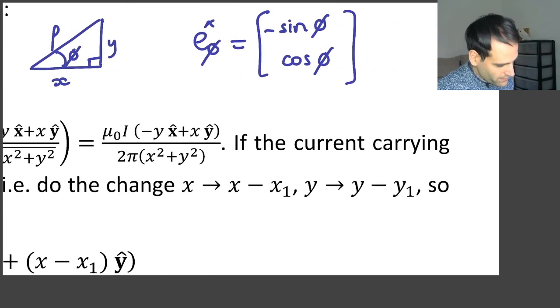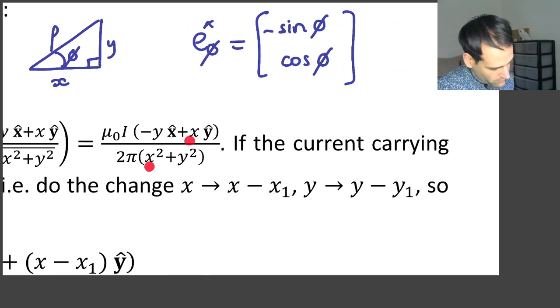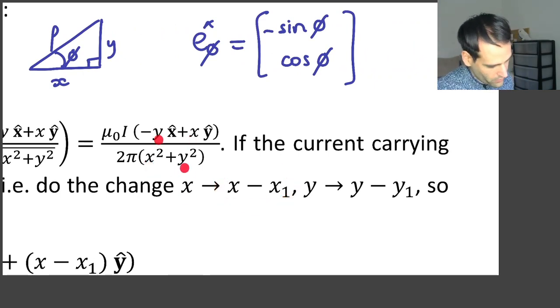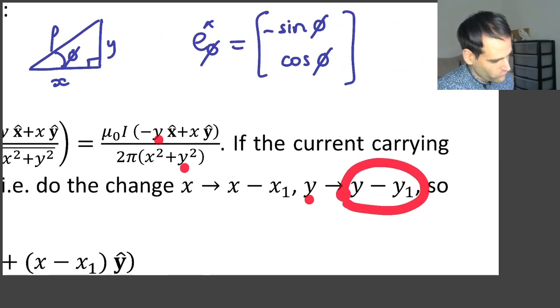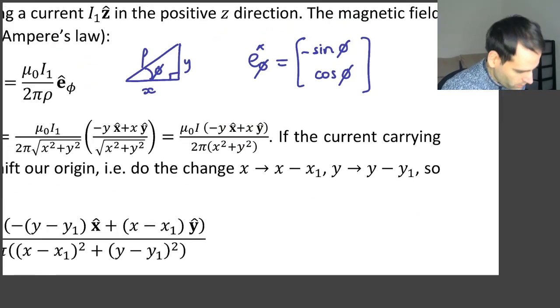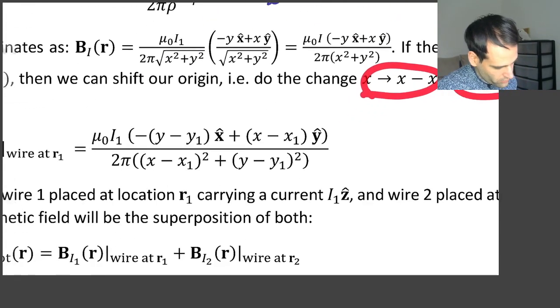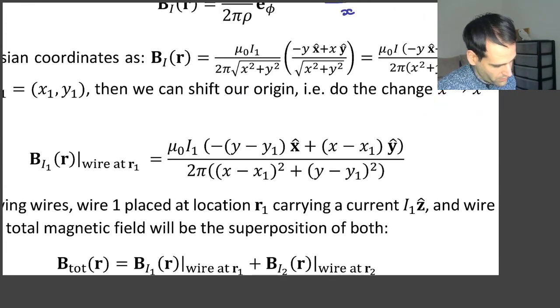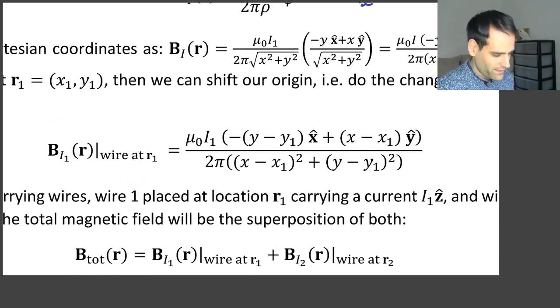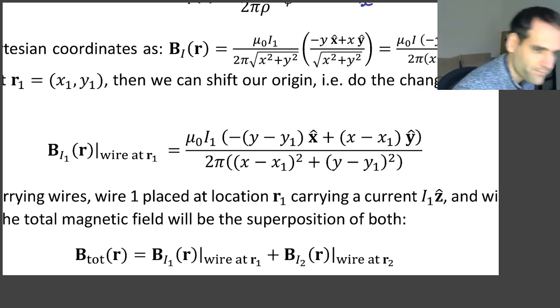Well, that's very easy. I just need to change wherever an x appears, I change x by x minus x1, and wherever y appears, I change y by y minus y1. This is like translating the whole function, right? So if you do those substitutions, you end up with this expression for the magnetic field created by a current. The current is equal to I1, and it is located at coordinates x1, y1. Okay, and this is the magnetic field of this current.